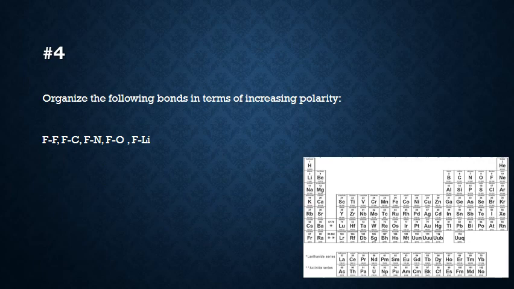Okay, we have to organize these in terms of increasing polarity. So that means we want to go from nonpolar covalent to covalent to ionic, if that's available. I like to start on the two extremes. So out of all of these choices, which one is the least polar bond? Well, if you said FF, you are correct. That is the least polar.